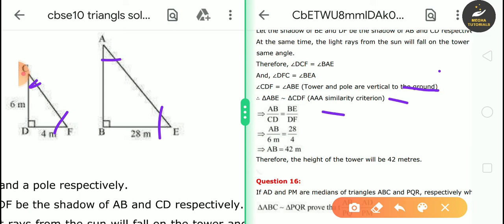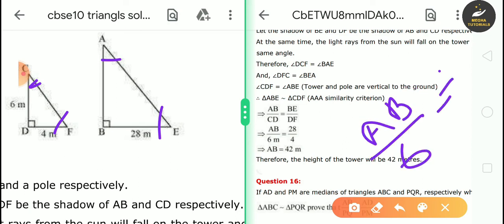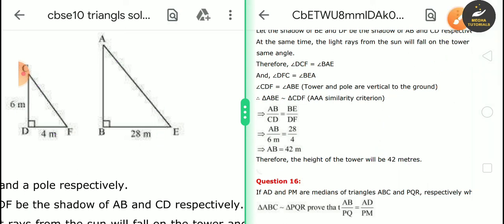Then sides are given, AB upon 6 is equal to 28 upon 4. So 28 upon 4 is equal to 7. So AB upon 6 is equal to 7. Then using cross multiplication you will get AB is equal to 42 meter. Therefore the height of the tower will be 42 meters.